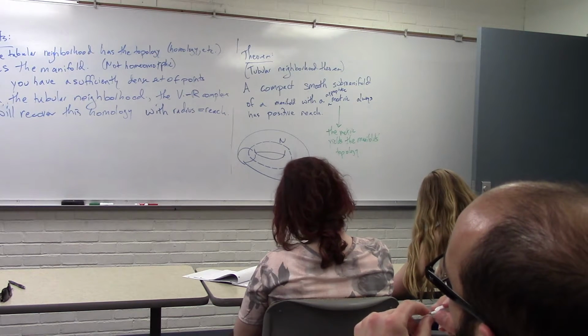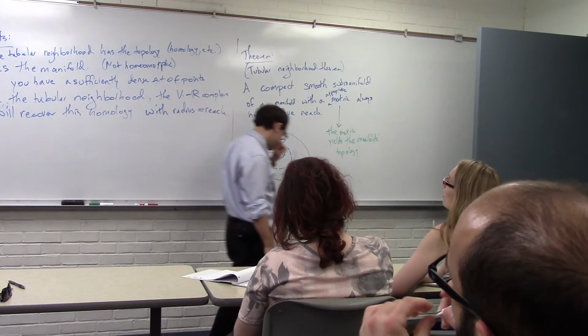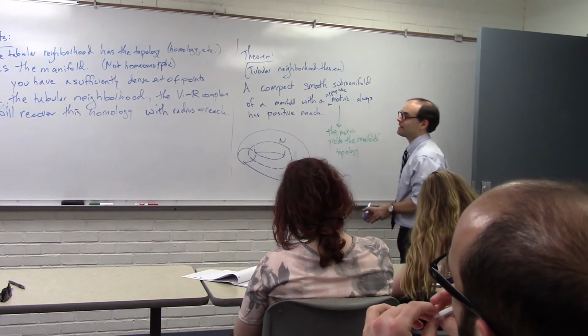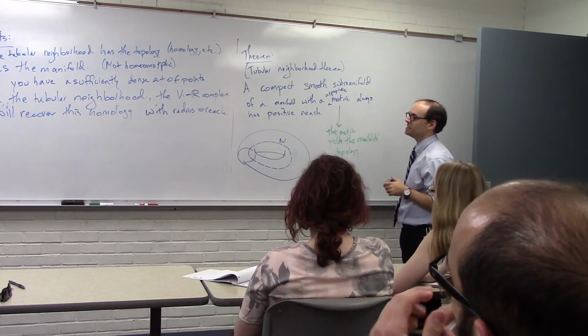All right, awesome. So if you have this sufficiently dense set of points in the tubular neighborhood, then the Vietoris-Rips complex is going to recover that topology exactly, once your radius reaches the reach. Now, what's the sufficiently dense condition?